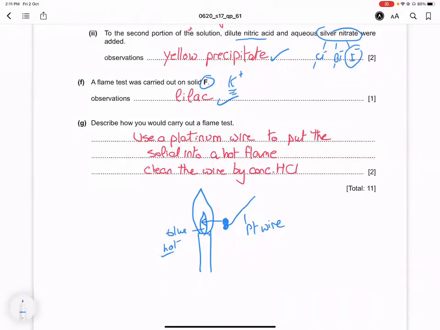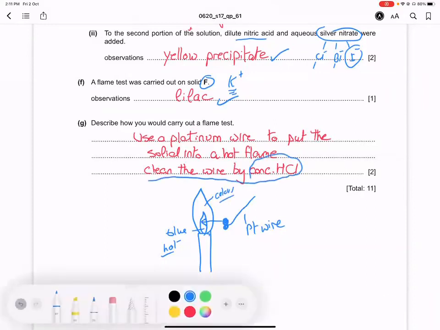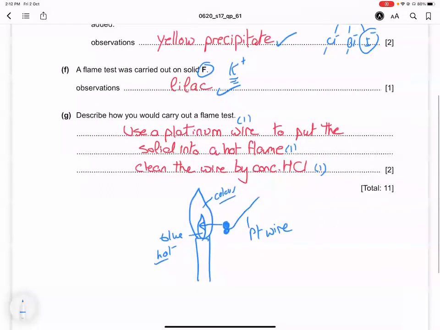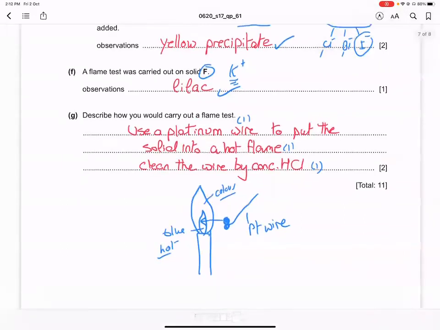It will catch fire. You will notice the color of the flame, and this will make you know which metal you're dealing with. And then you clean the wire by concentrated HCl. You can't clean a wire where you burned metal on by water. You clean it by concentrated HCl because the HCl reacts with the metal and removes it, okay? These are three points. You get 2 if you said any 2 of them, okay? Use a platinum wire to put the solid into a hot flame. Hot flame is worth a mark. Platinum wire is worth a mark. If you said clean it with HCl, also this is worth a mark. You get maximum 2 marks.